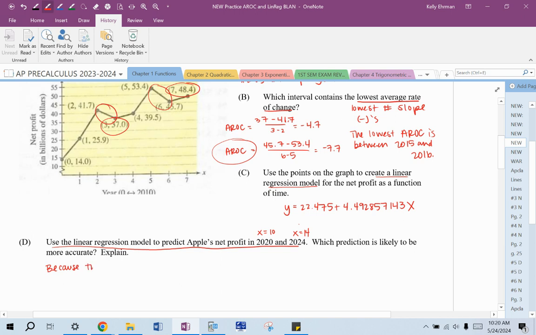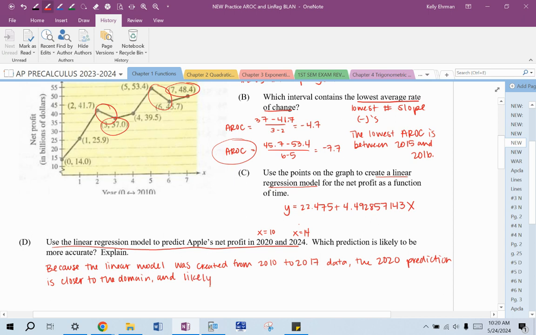So because the linear model was created from 2010 to 2017 data, the 2020 prediction is closer to the domain and likely more accurate.